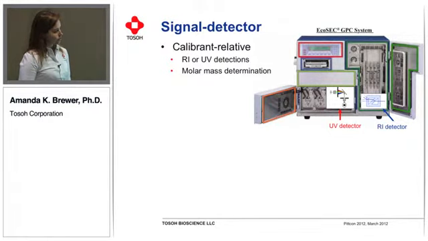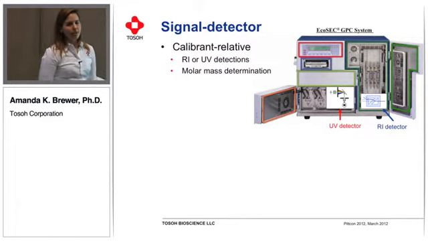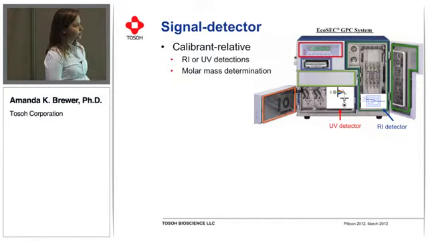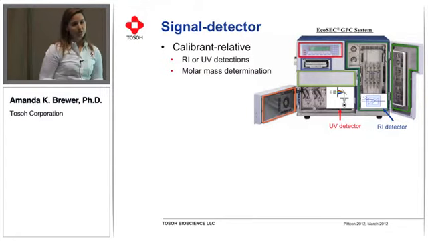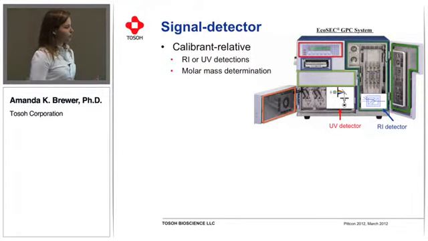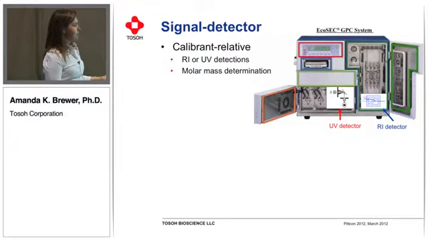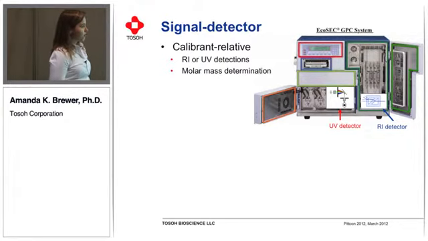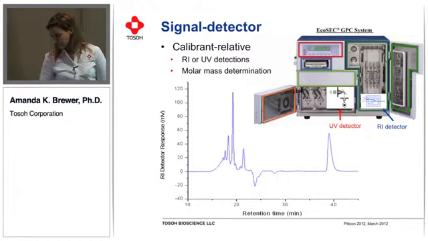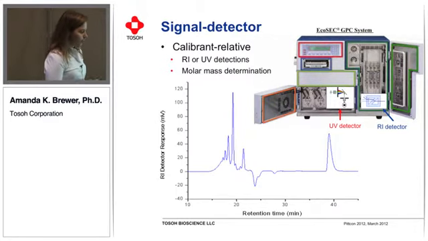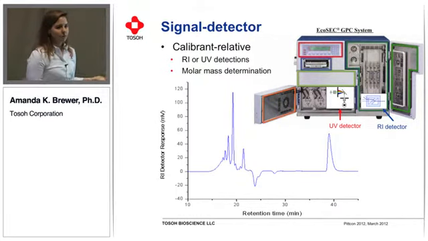I should note that the RI detector in the EcoSEC is different than traditional RI detectors. It's a dual flow system, making the baseline a lot more stable than a traditional system. But if you have some more questions about that, I'll be glad to answer them later. But for right now, I want to show you that we have the 2 detectors. We can use them simultaneously or separately. For the sake of this, let's say we're just using the RI detector to monitor our chromatography and to determine our molar mass. So just like any chromatography, we obtain a chromatogram.